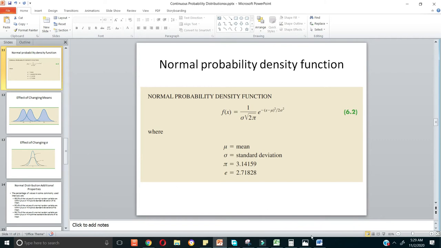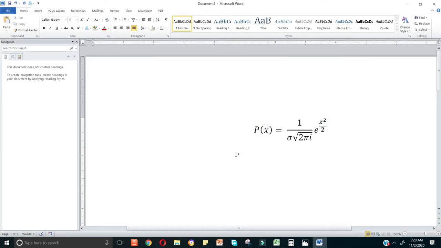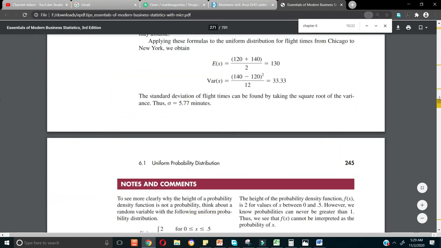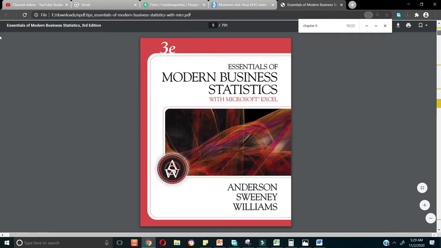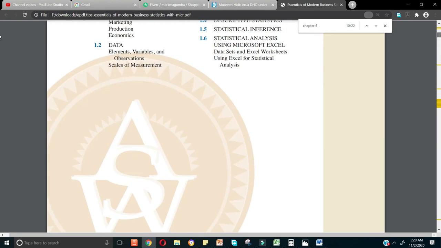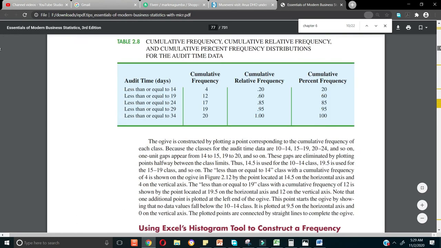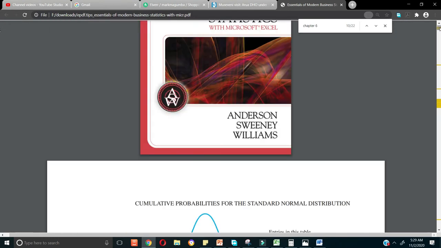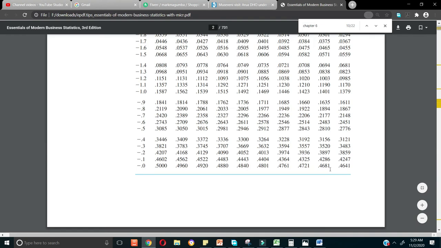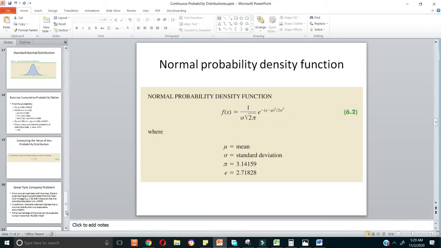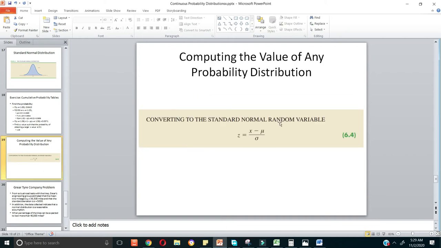Even for the standard normal distribution, it's not very useful to remember this formula because it's provided. The cumulative probability tables that we were using before are for the standard normal distribution, the ones that we had over here. Given any normal distribution, you can convert it to the standard normal distribution by computing the z value.